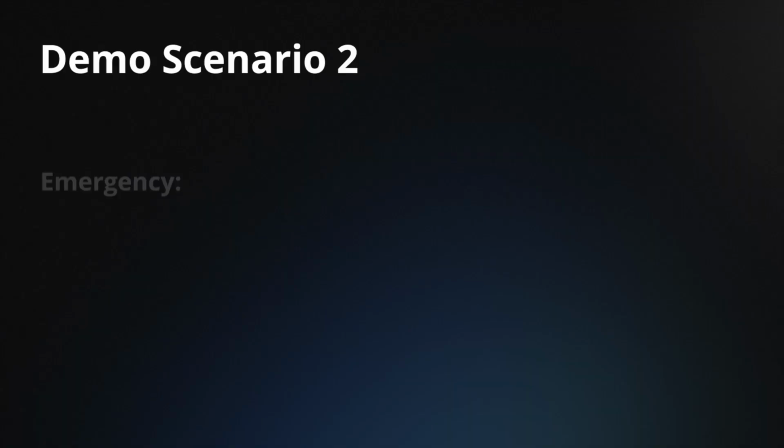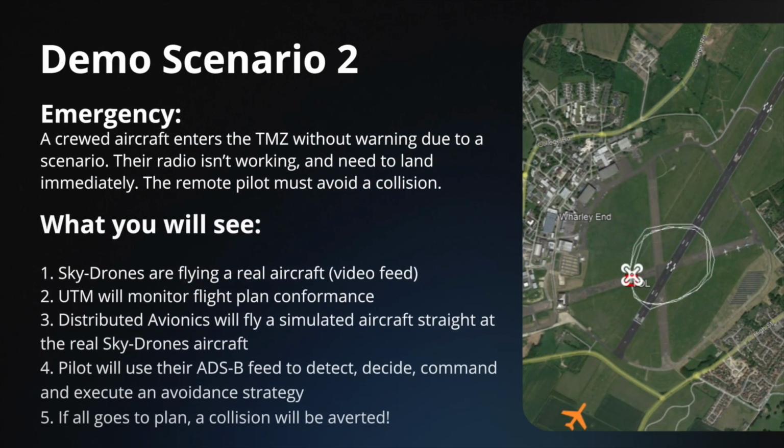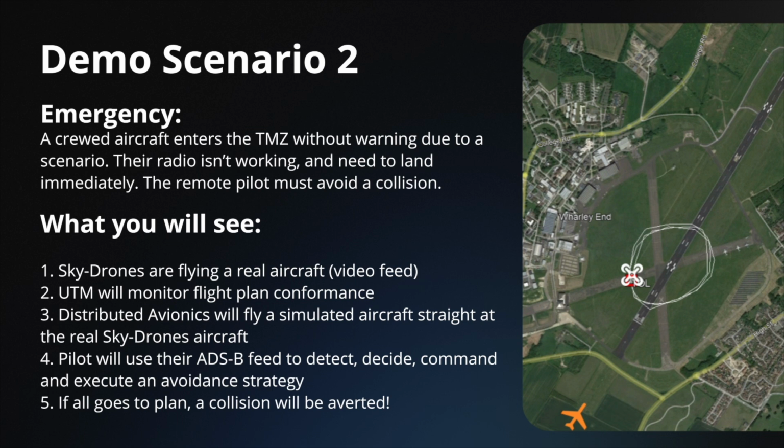Okay, we've just seen how the drone operator will plan their flight in their GCS, how that will be deconflicted from other flights in their UTM, and how they obtain airport approval within the airport interface. For the next part, we're going to be doing some live flights. So the drone will take off, fly around within this TMZ scenario, and we'll put another simulated aircraft on a collision course with the live drone. So that will show you how the remote pilot will avoid this collision.